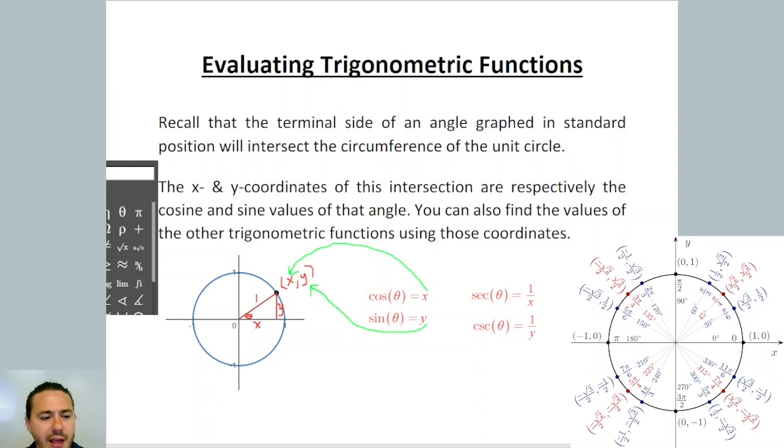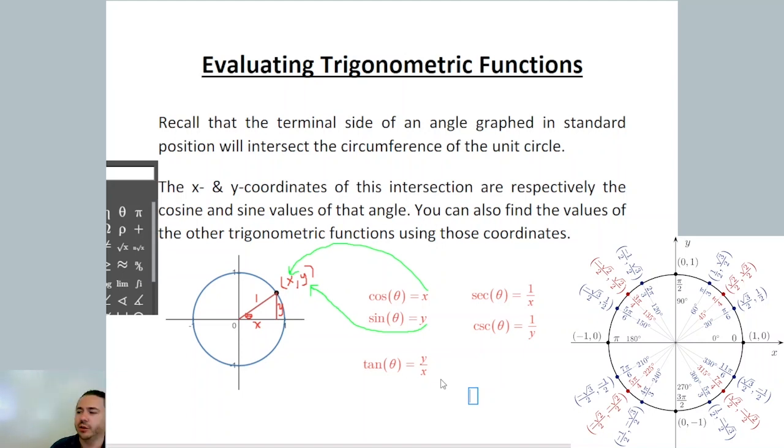Let's talk about tangent. Now, tangent is the opposite side over the adjacent. Right, so the opposite side would be the y, and the adjacent would be the x. So for tangent, you're going to have to divide y by x. And as we go through some examples, you'll see it's not as bad as it sounds.